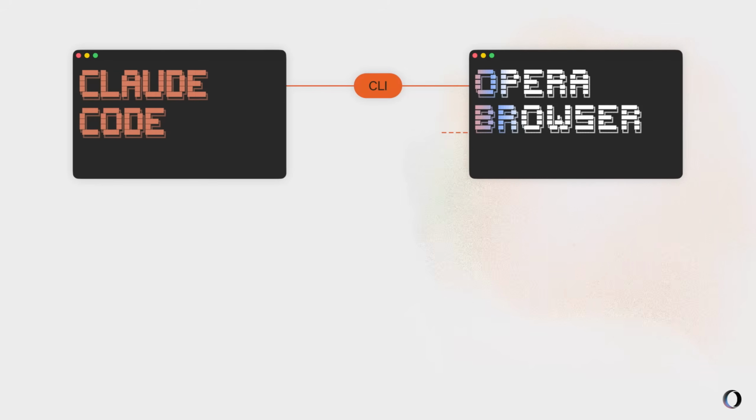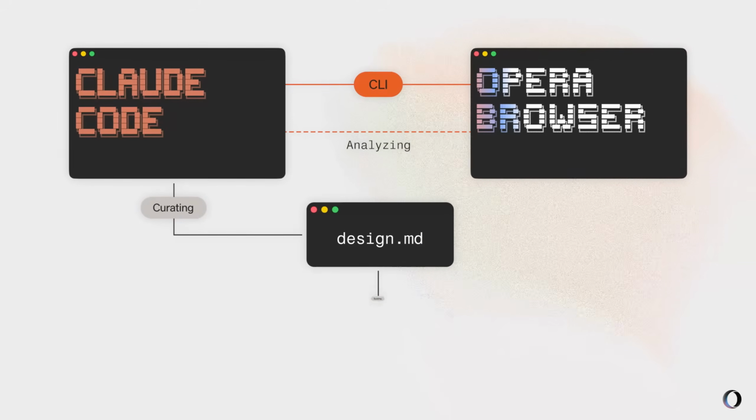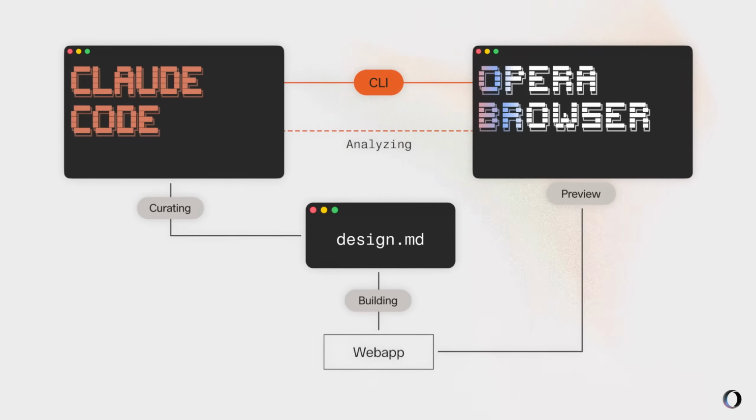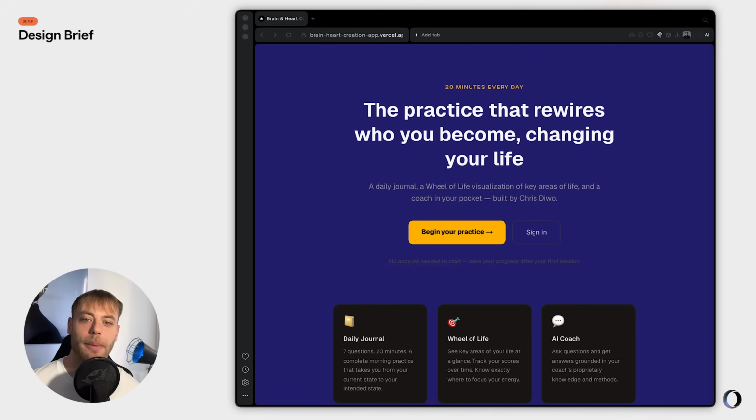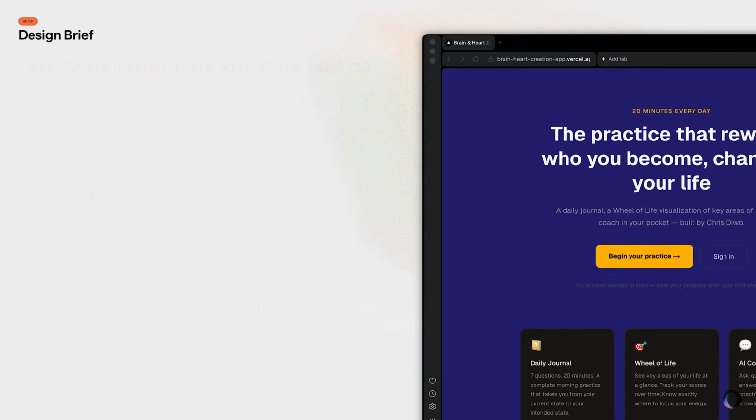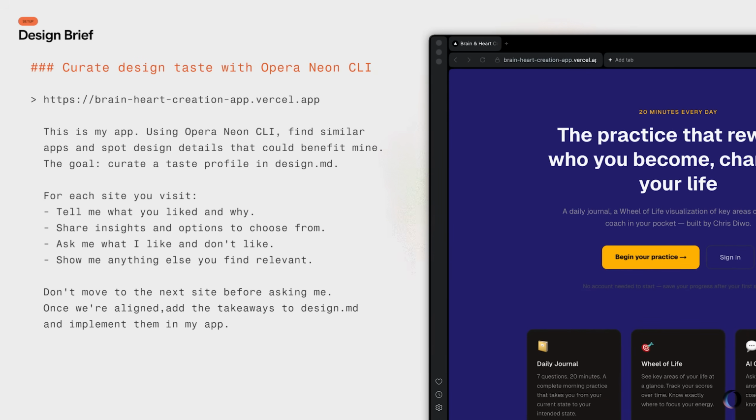Claude Code just curated the design of an entire app with references, decisions and live deploys, all driven through the Opera Browser CLI in Opera Neon. Today, we're back on our web app and the goal is simple. Use Opera Browser CLI inside Opera Neon to let Claude Code curate a design taste by analyzing similar apps, asking us for our preferences and implementing everything straight into our app.